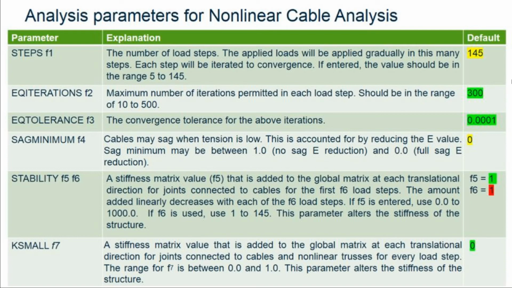The same goes for the third parameter, EQ tolerance, the convergence tolerance for the above iterations, which is 0.0001 in length units. This is already a very stringent tolerance, so the default value we don't need to change. That's why for parameters 2 and 3, EQ iterations and EQ tolerance, you can very much rely on the default values. That's why I put them in green color.